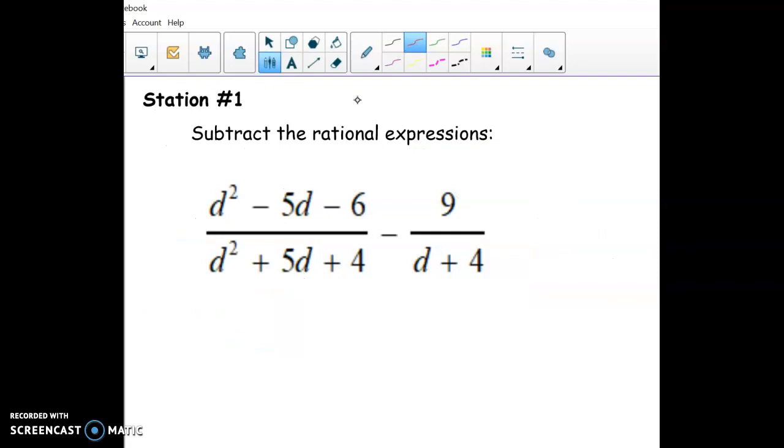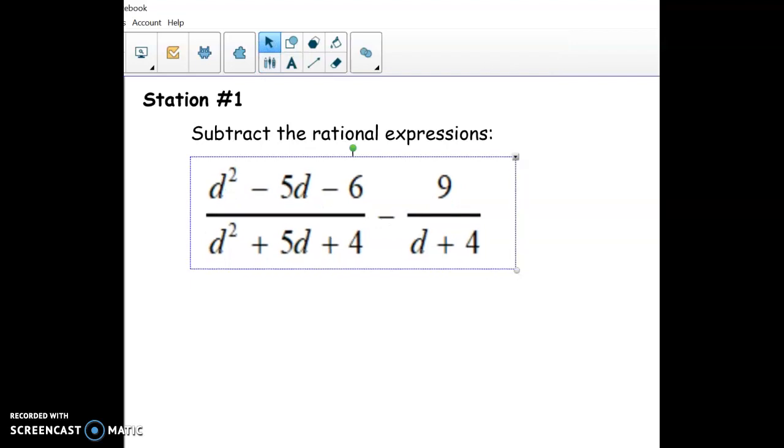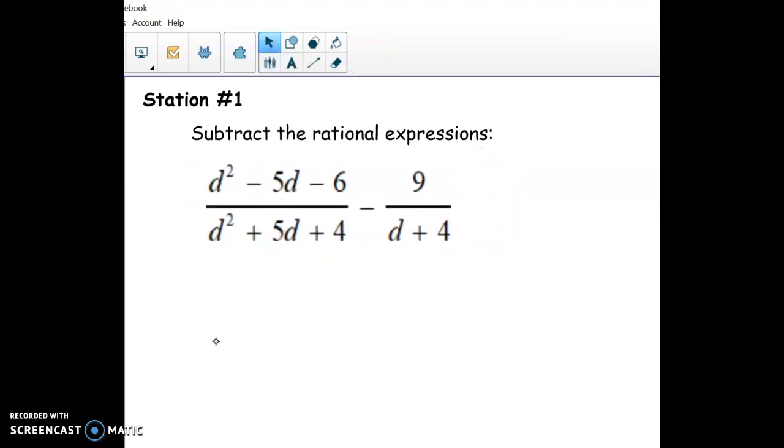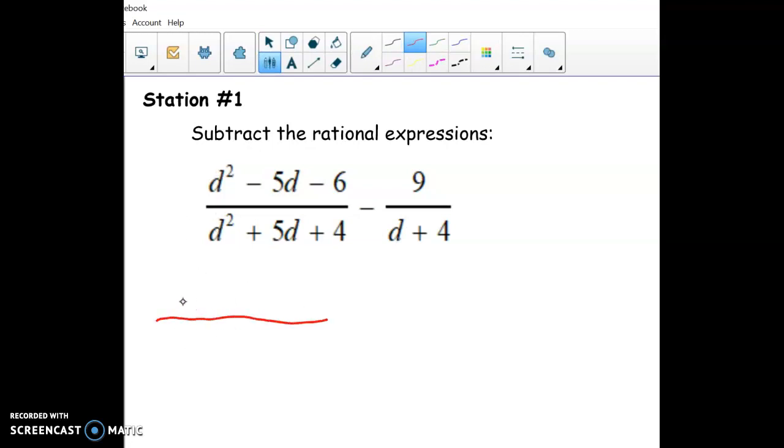All right, subtract question. Pause the video, give it a shot. Okay, so to make this work, I need a common denominator. To help, I'm going to start with factoring. I'm going to factor this first one. The numerator would be d minus 6 times d plus 1, which multiplies to negative 6 and adds to negative 5. Everything's positive in the denominator, so it's going to be 2 positives. I think it's going to be d plus 1 and d plus 4. Multiply to 4 and add to 5.